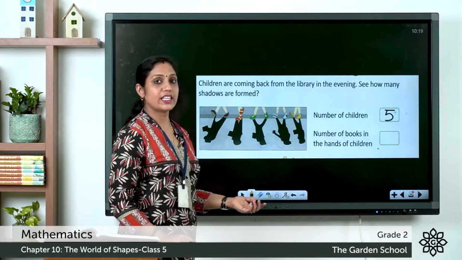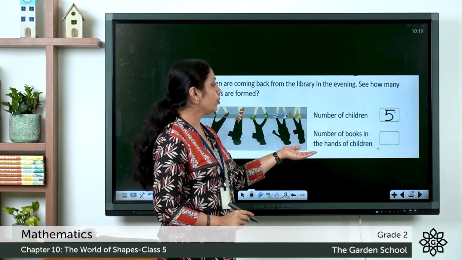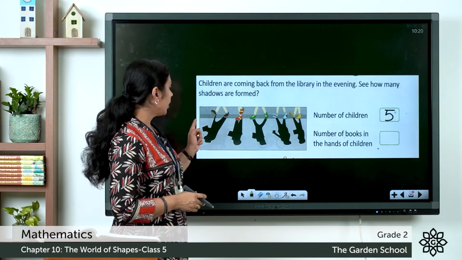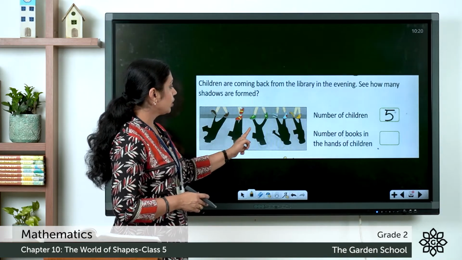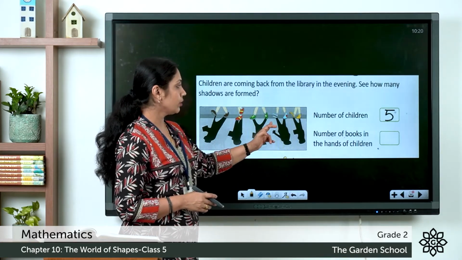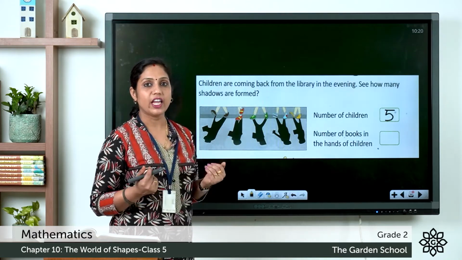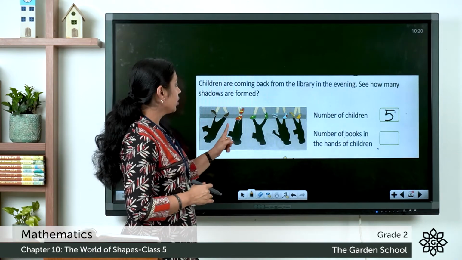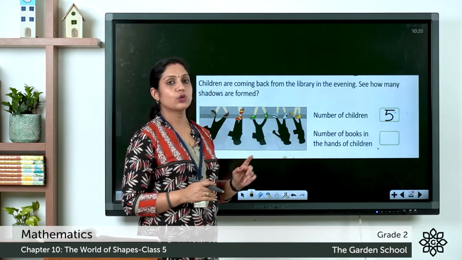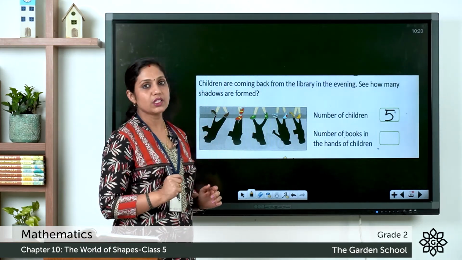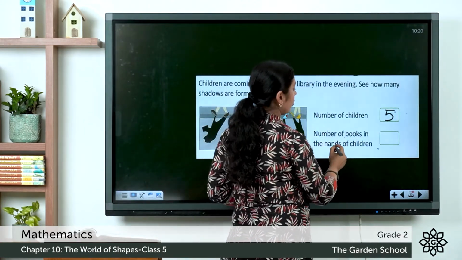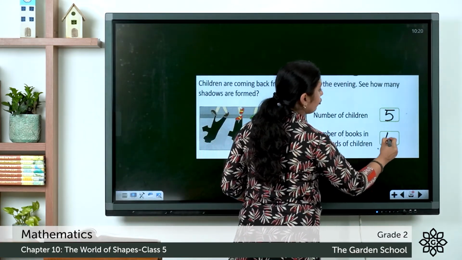And look, what is the next question? Number of books in the hands of children. So we can count the books. Look here, 1, 2, 3, and the fourth person is not having any book. We are not able to see the book. So no need of counting there. So 1, 2, 3, 4. So we are able to see 4 books in the hands of children. So here you can write number of books in the hands of children, 4.